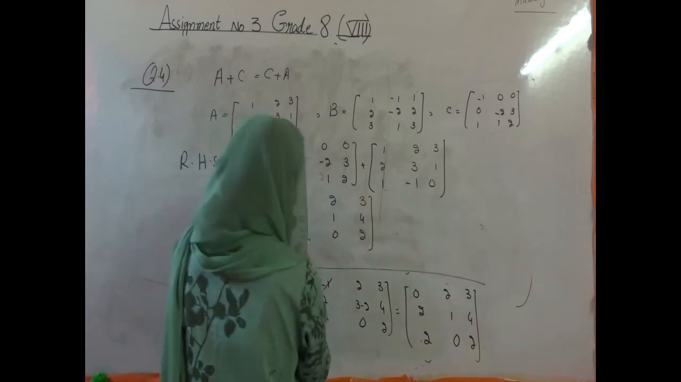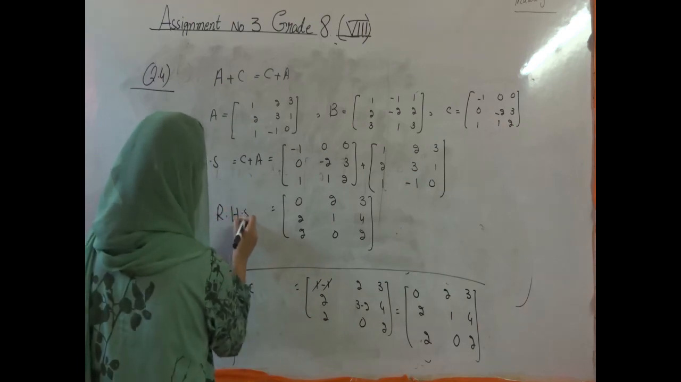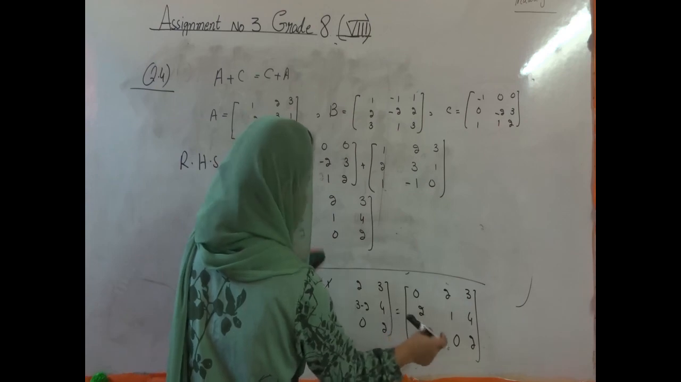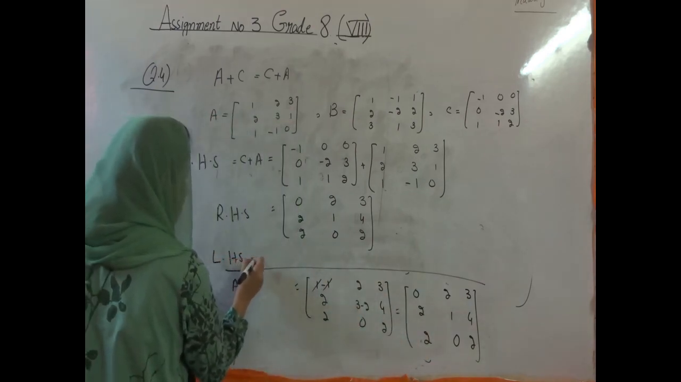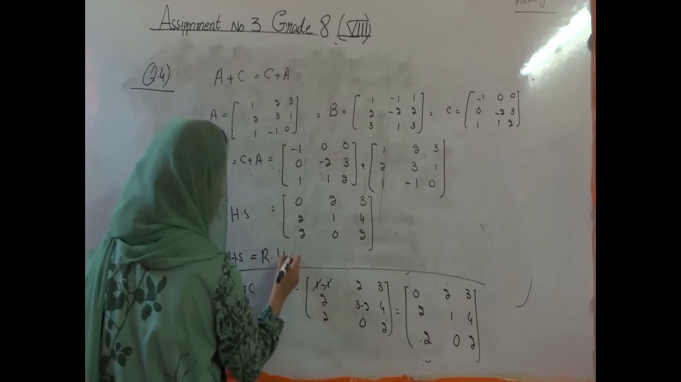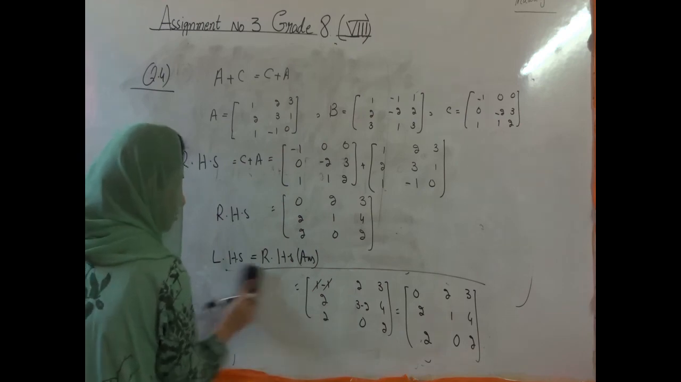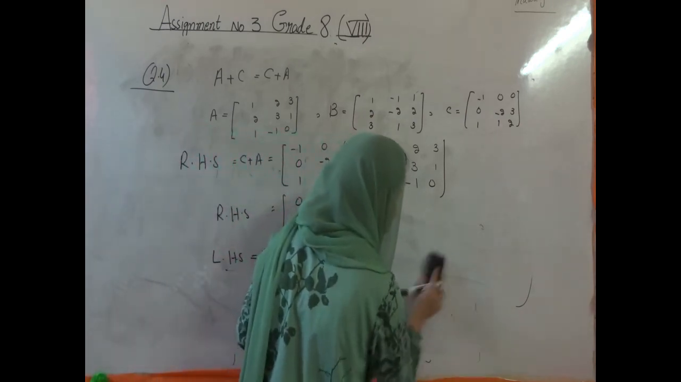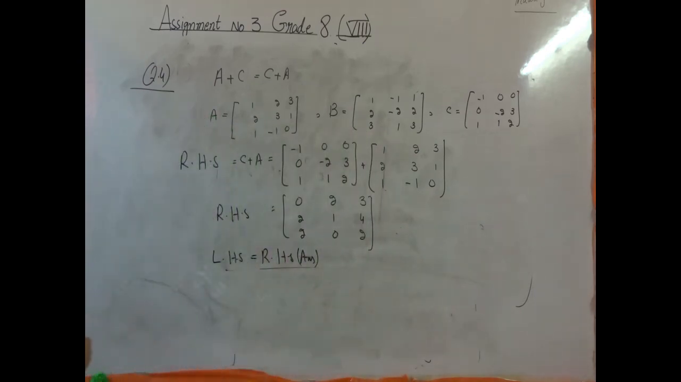Okay, check the left hand side and the right hand side. Prove that: 0, 2, 3, 2, 1, 4, 2, 0, 2. So the left hand side is equal to the right hand side. So proved. The rest of the parts you prove for yourself. These are very easy questions. Then you know how we can prove these questions. Okay, done.